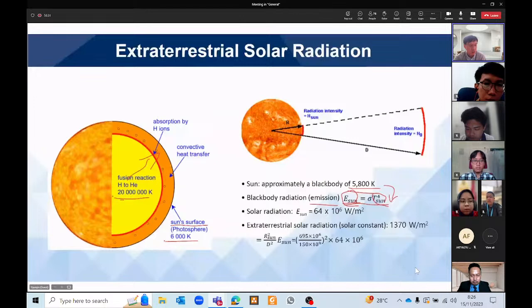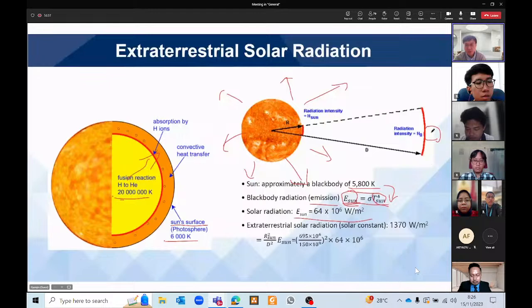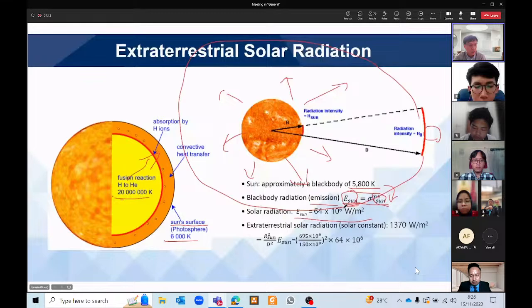But it spreads out over the space. Only a small fraction will reach Earth. So we must consider the fraction available on Earth. So you must imagine this kind of virtual sphere. This sphere's radius is the distance between Sun and Earth. This is Earth. So this is the distance D.